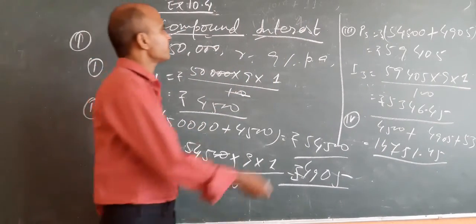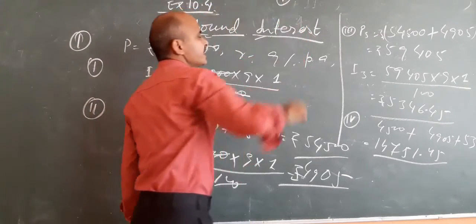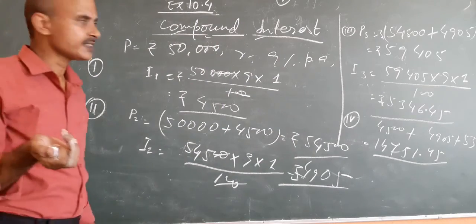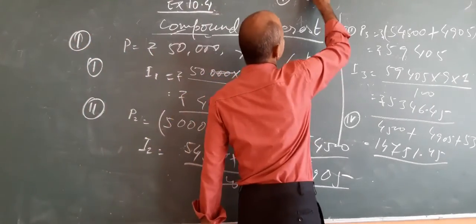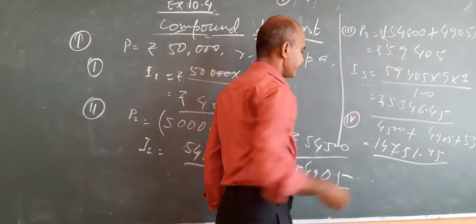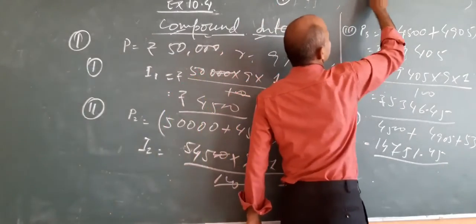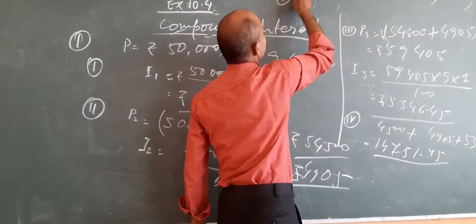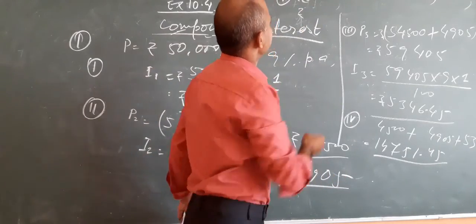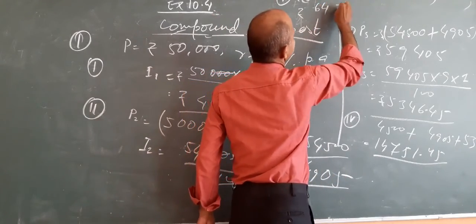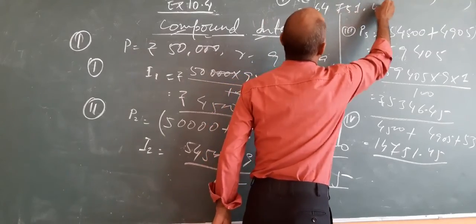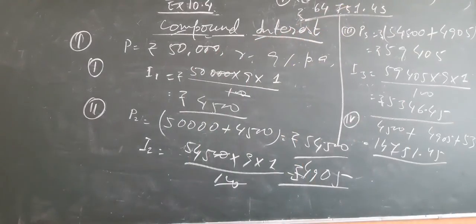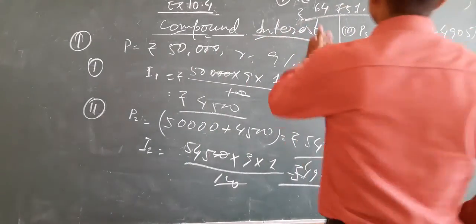The last question is question number 5: what is the amount at maturity? Amount, as we know, is principal plus interest. The principal is 50,000 and the interest earned is 14,751.45. It becomes 64,751.45. This is the amount at maturity.